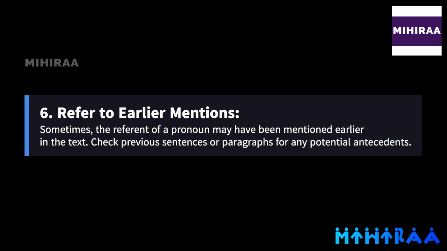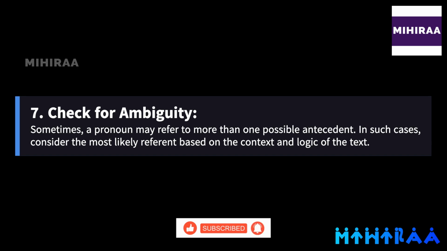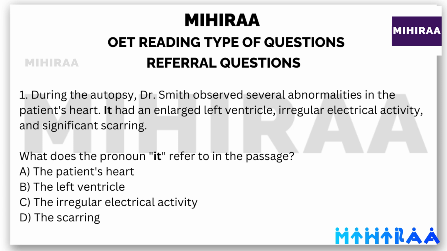Step 6. Refer to earlier mentions. Sometimes, the referent of a pronoun may have been mentioned earlier in the text. Check previous sentences or paragraphs for any potential antecedents. Step 7. Check for ambiguity. Sometimes, a pronoun may refer to more than one possible antecedent. In such cases, consider the most likely referent based on the context and logic of the text. By following these steps and carefully analyzing the context, you can effectively identify the referent of a pronoun in a given text. Now, practice these samples.